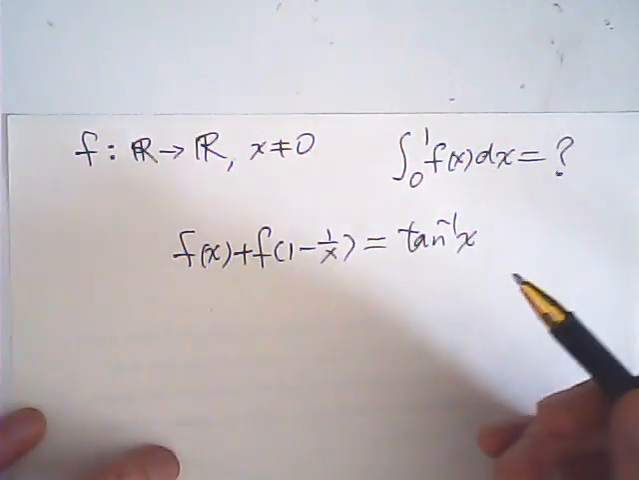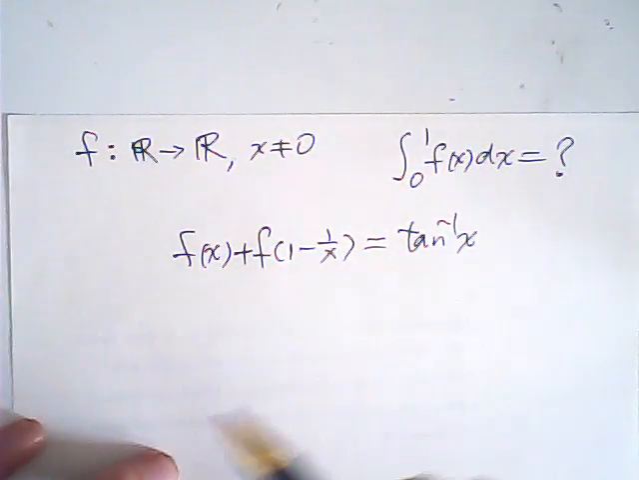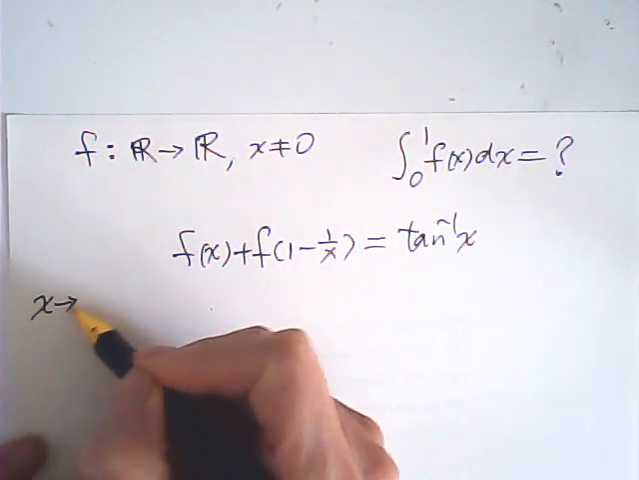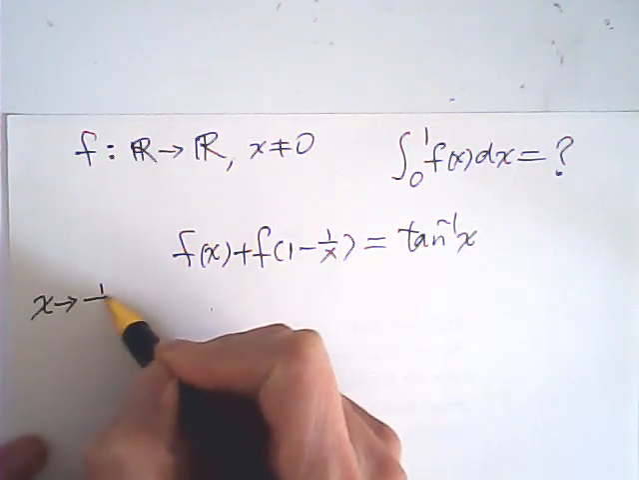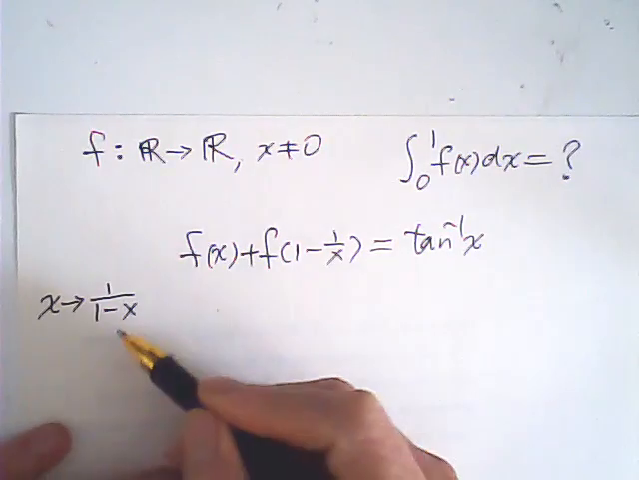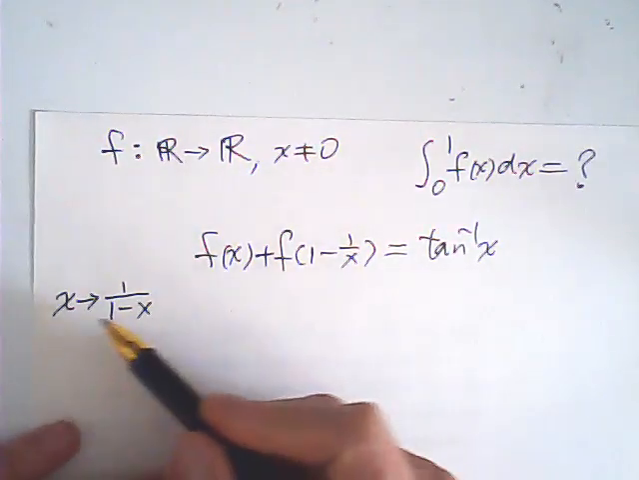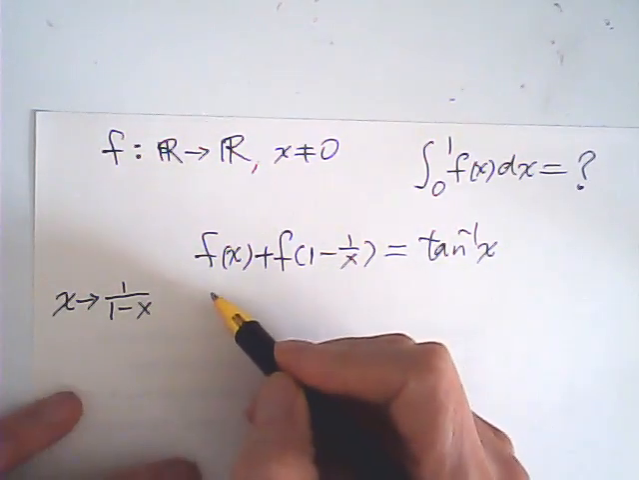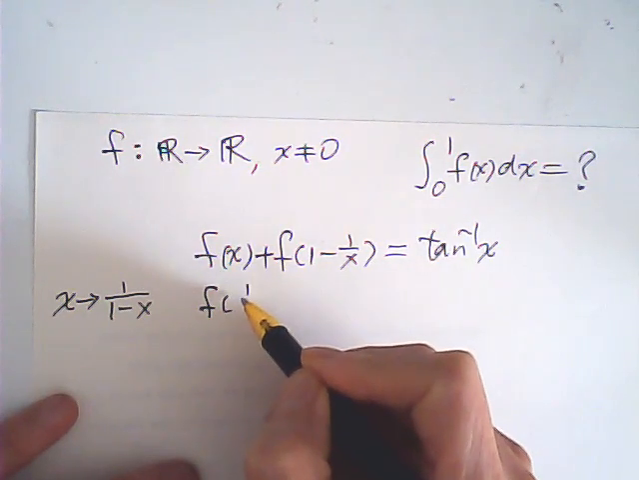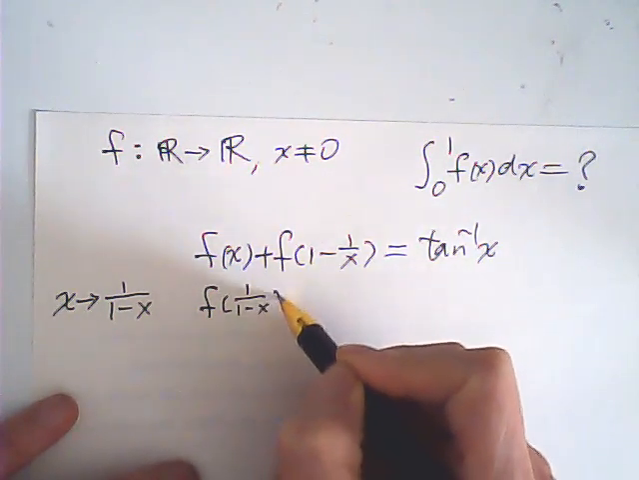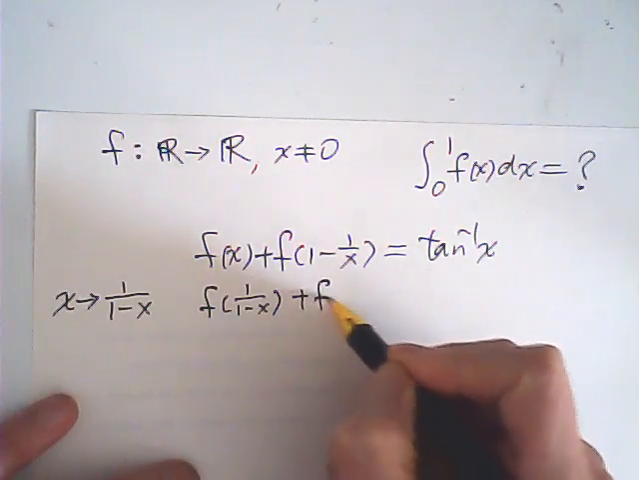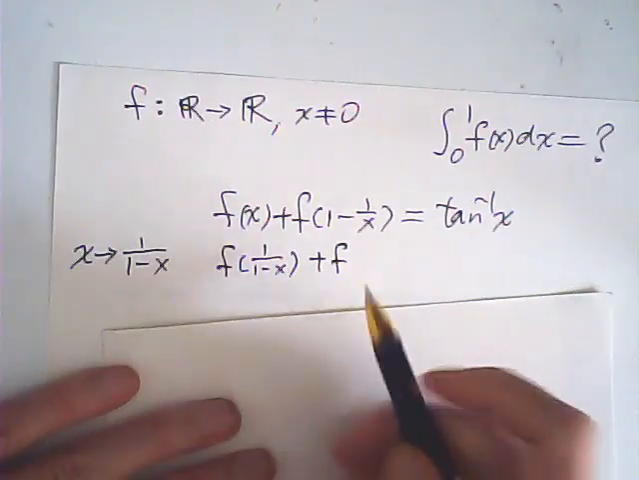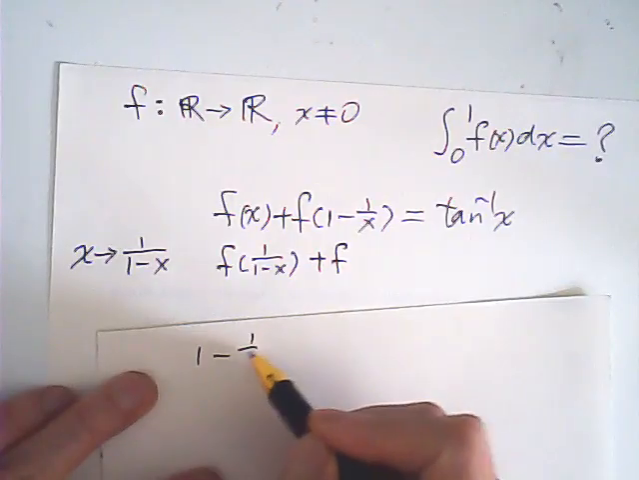Okay, now my method starts with this. I want to create a new functional equation by replacing x by 1 over 1 minus x. We replace x by this to create a new functional equation. So this becomes f of 1 over 1 minus x plus f. This I have to work out carefully because I don't want to make a mistake.